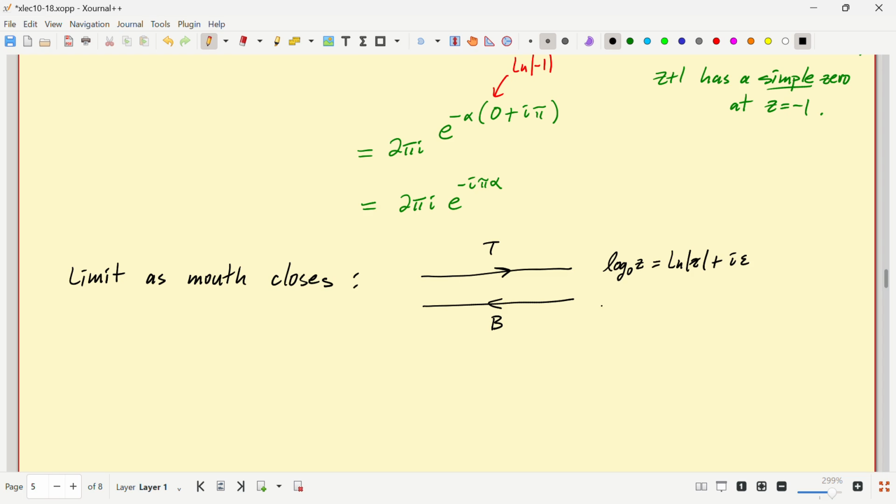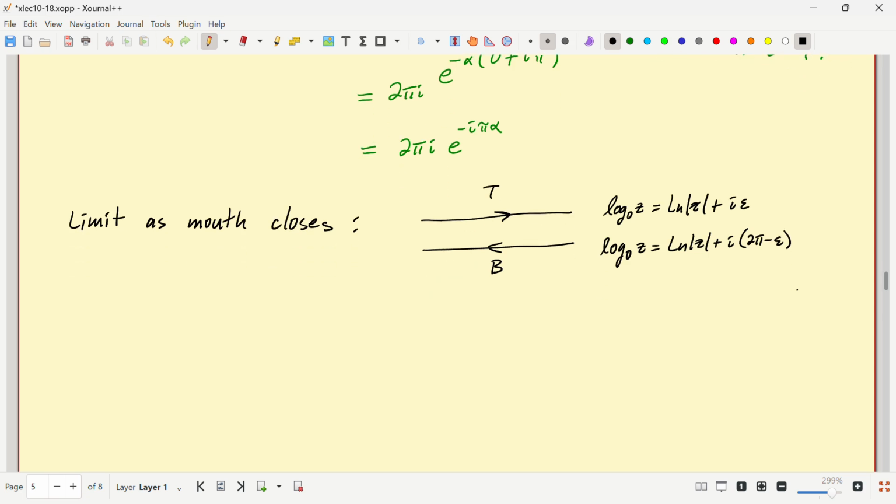And here the natural log on the bottom would be the natural log of mod z plus i times 2 pi minus epsilon. So they look like they're going to cancel, but they don't because the log term is quite different on the bottom than it is on the top. On the top, it's going to give us exactly the integral I want.